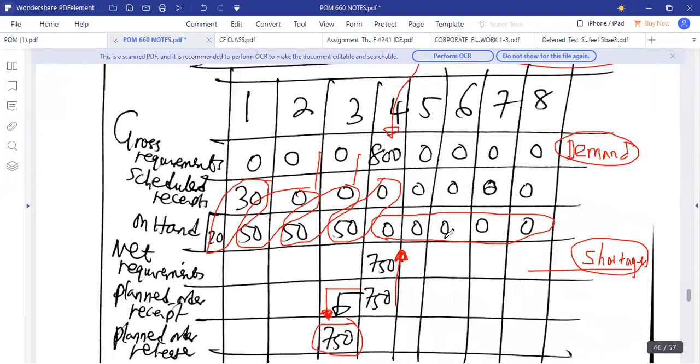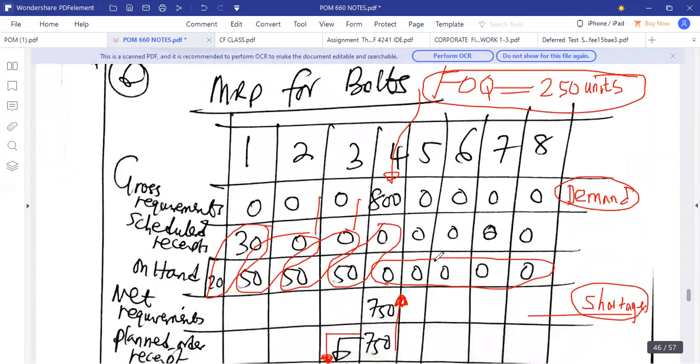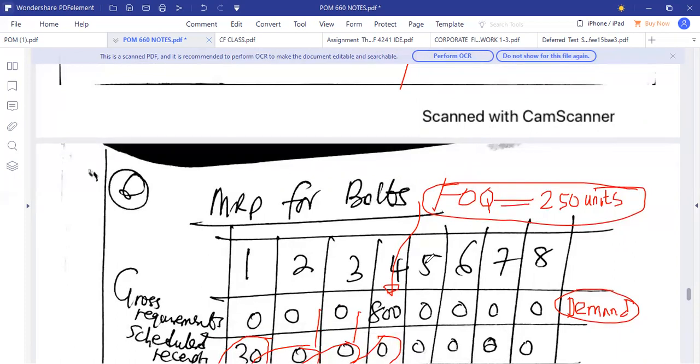Is there a question so far? From what you are doing, it's clear. What I don't understand is these rules for lot for lot and fixed order quantity. I know lot for lot means we're ordering just when it's demanded, but the fixed order quantity is what I don't get.